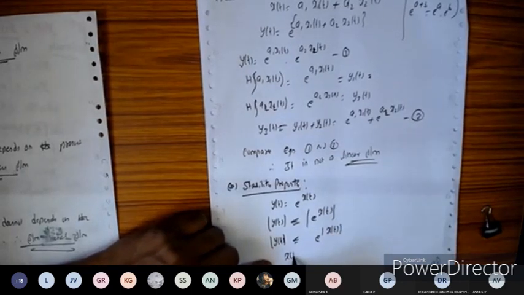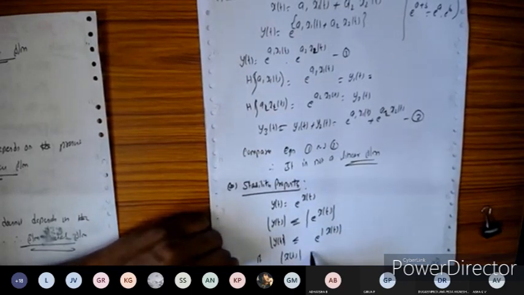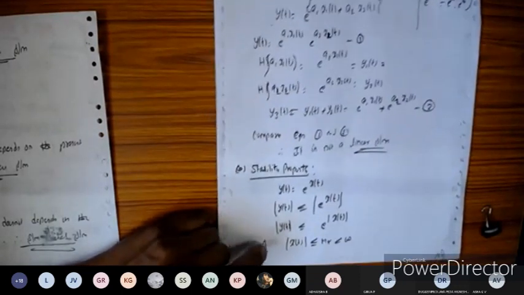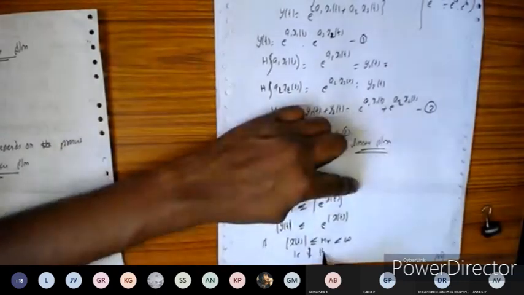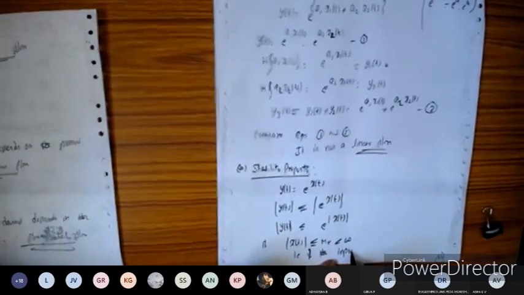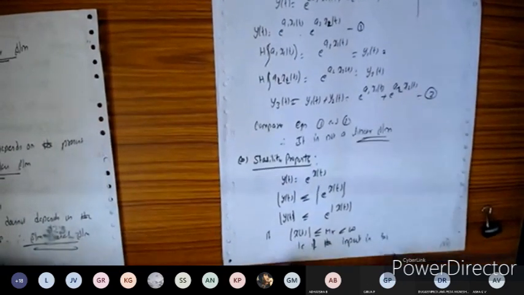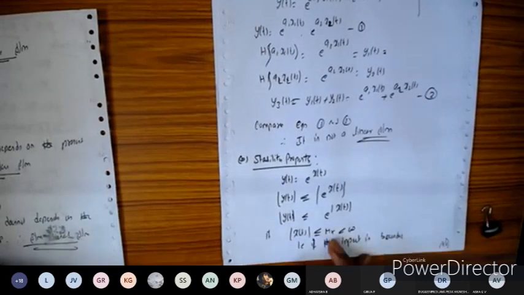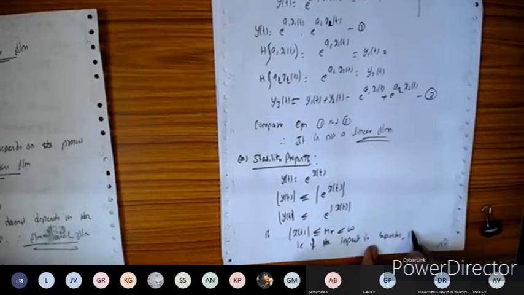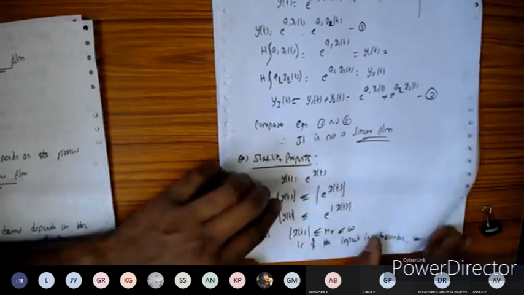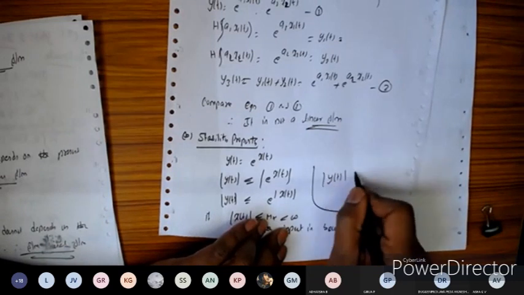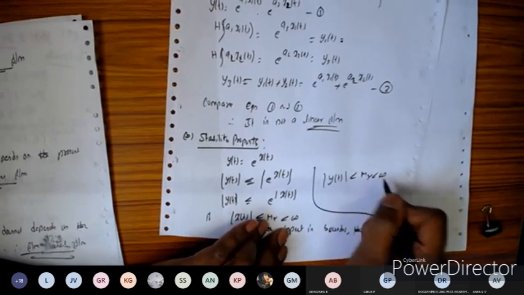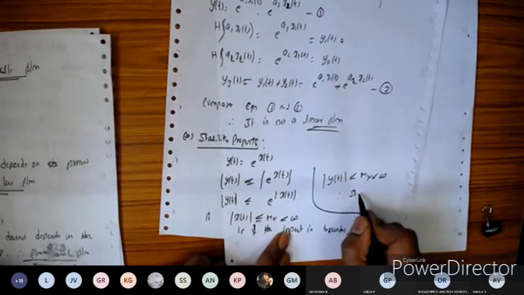So if the magnitude of x of t is less than or equal to Mx, which is less than infinity, that is, if the input is bounded, meaning the input is a finite quantity, then y of t is also bounded. Then the magnitude of y of t is less than or equal to My, which is less than infinity. So it will be a stable system.